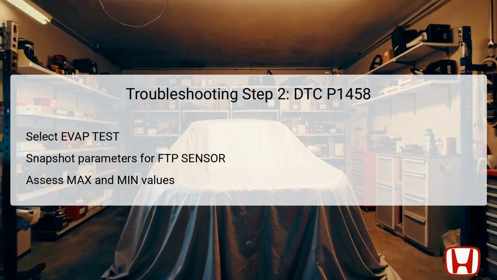After initiating the test, select EVAP CVS off in the single solenoid configuration while ensuring the engine remains off. This will allow you to take a snapshot of the FTP sensor parameters over a 3-minute period. You'll then assess the recorded maximum and minimum values of the FTP sensor to check whether they are within the specified range of plus minus 0.67 kilopascals, 0.2 inches mercury, 5 millimeters mercury.